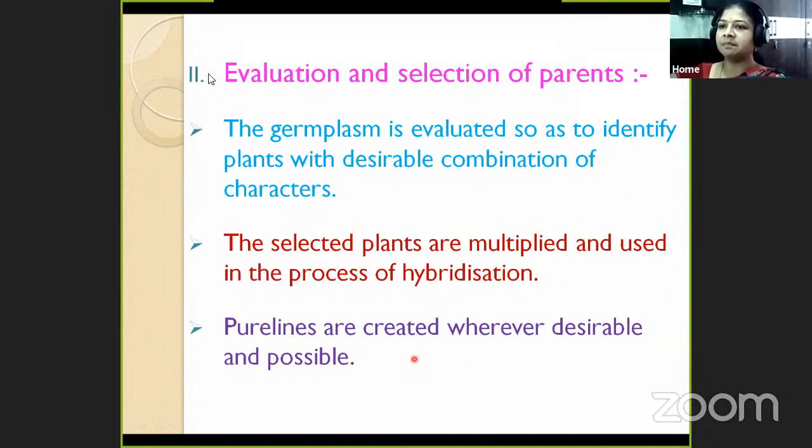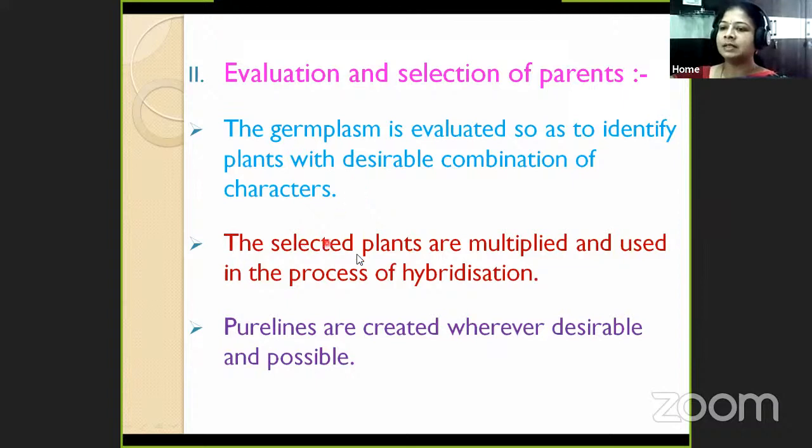And coming to the second step, that is evaluation and selection of parents. So the germplasm is evaluated so as to identify the plants with a desirable combination of characters. The collected germplasm is evaluated, and whether that germplasm contains a desirable combination of characters or not is found out before cross hybridization.